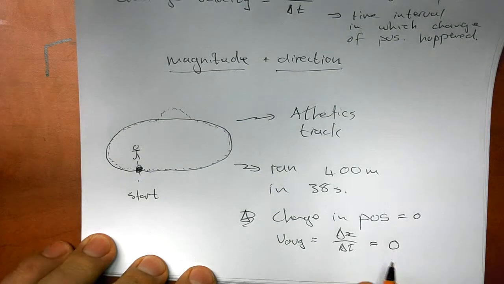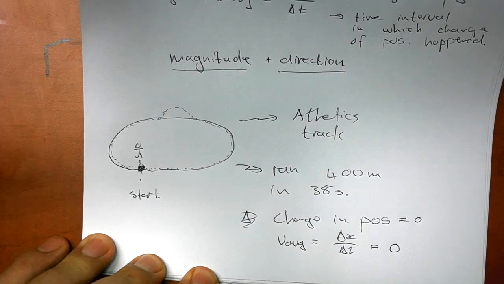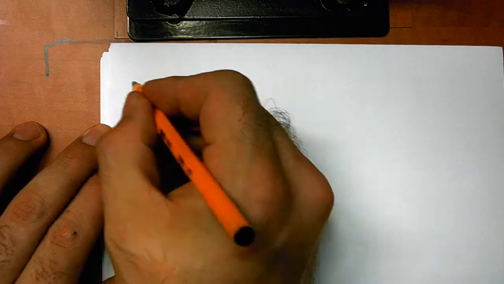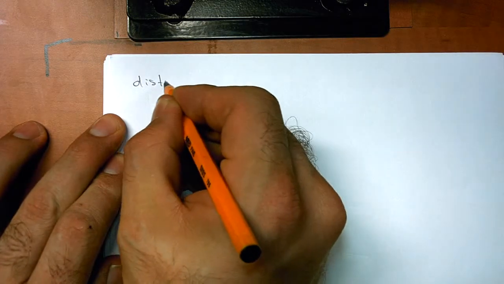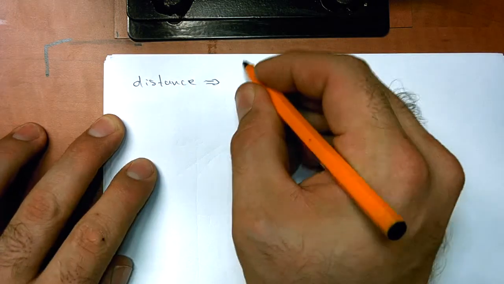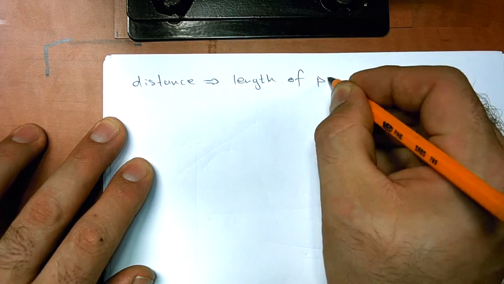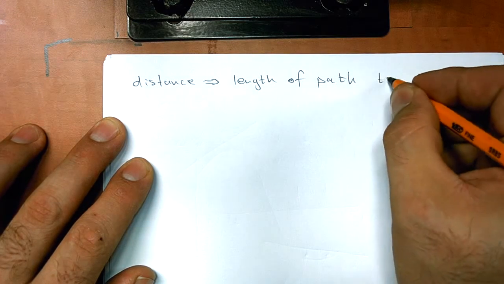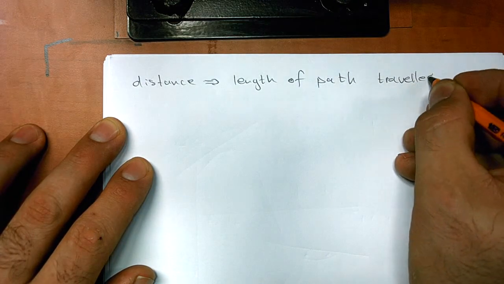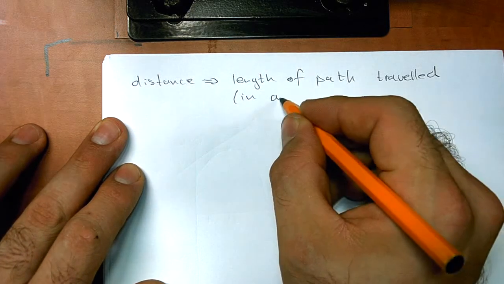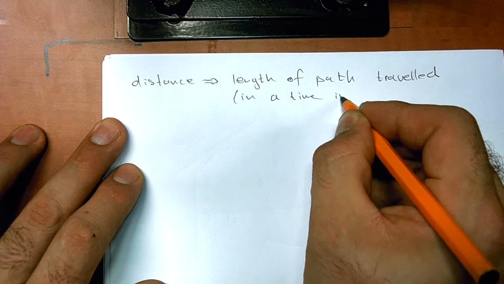The problem is, well, it's not a problem, but why we feel cheated is because of the way we've defined average velocity. And there's a way around this. So let's define a new quantity called distance. Now this is the length of the path that is traveled in a time interval.